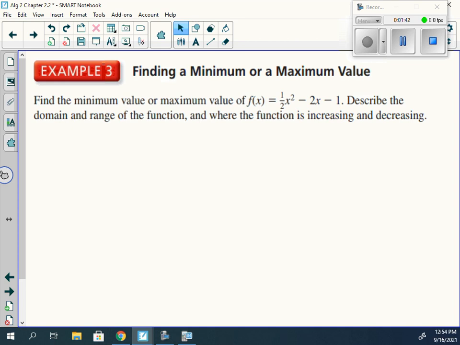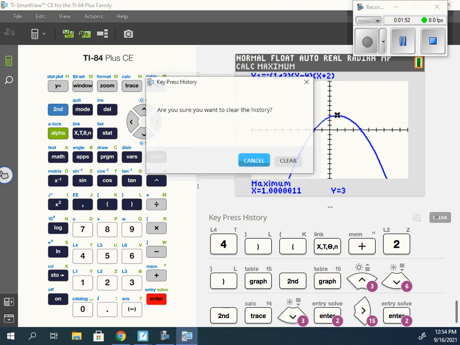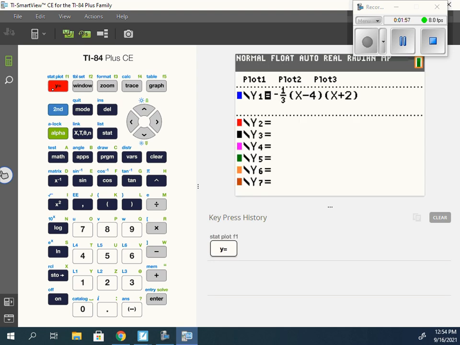All right, guys. So we're going to look at this here in the graphing calculator. So the first thing we're going to need to do is actually type the function in. We want to type it into the graphing calculator. So our function is 1/2 x squared minus 2x minus 1.